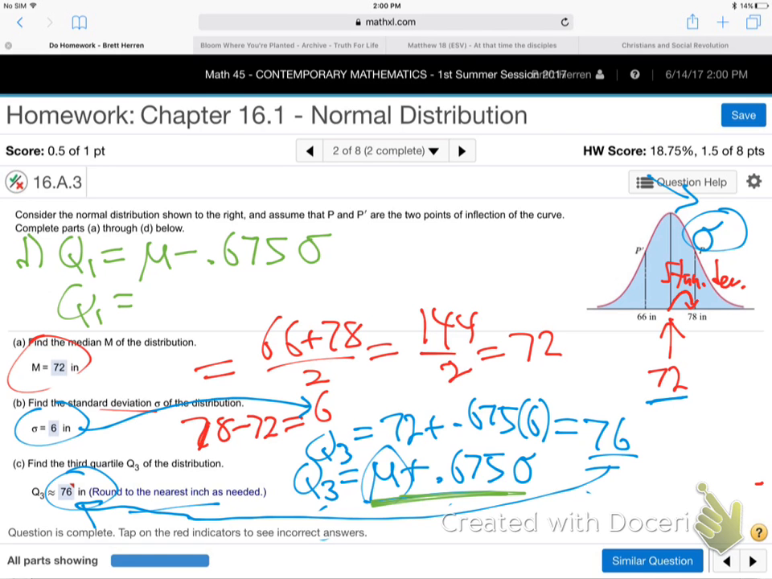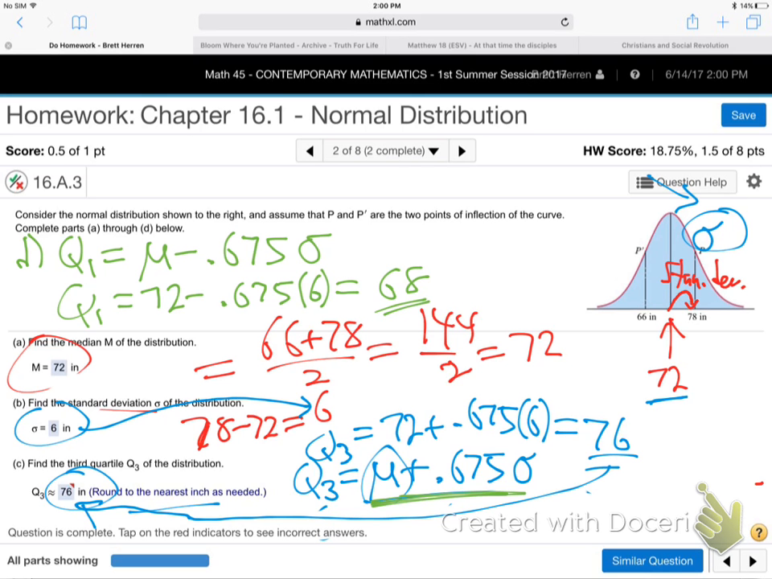So the middle is 72 minus 0.675 sigma. What's the sigma? 6. And that comes out, I have no idea. Somebody got that? Round it off. 68, 69, something like that. 68? Is that what it is? 68, thank you. 68. Yeah. That good? You all getting that?